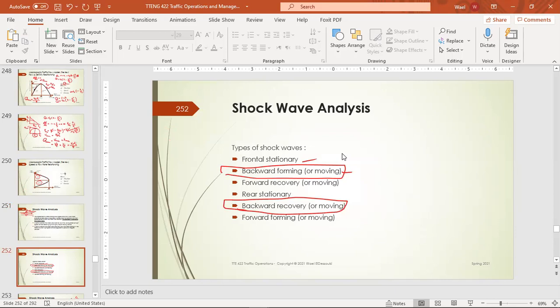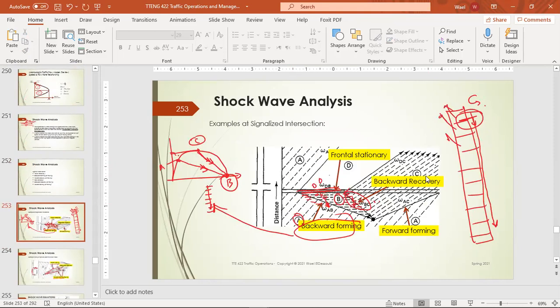Okay, types of shock waves. There are several types. There's frontal stationary, there is backward forming, there is forward recovery, there is rear stationary, there is backward recovery, and there is forward forming. Here we can see an example.